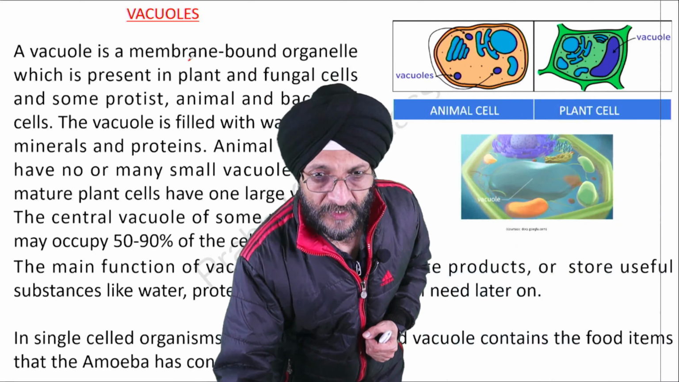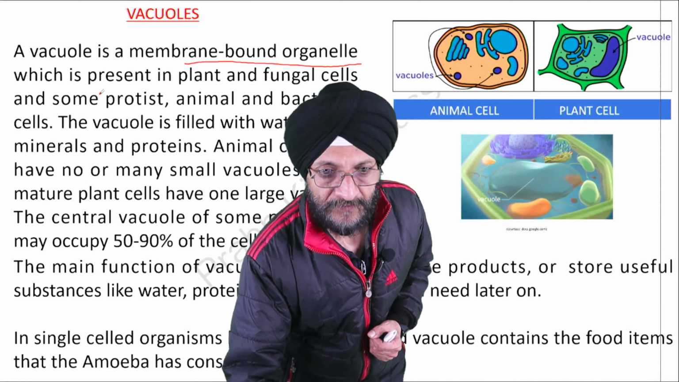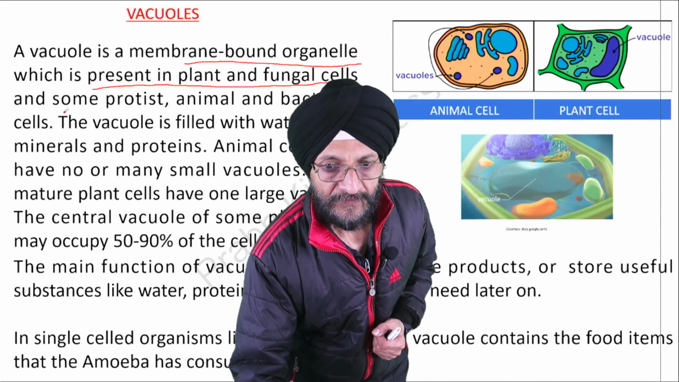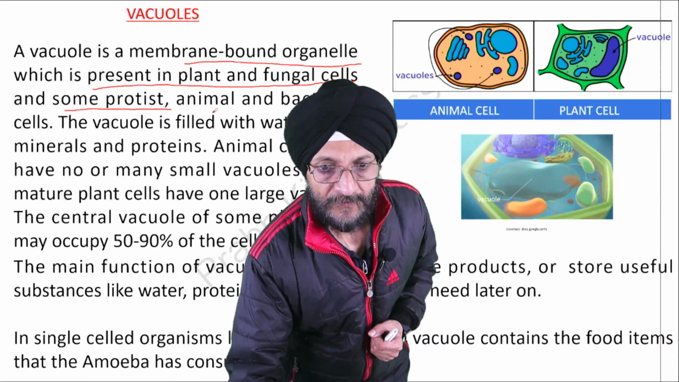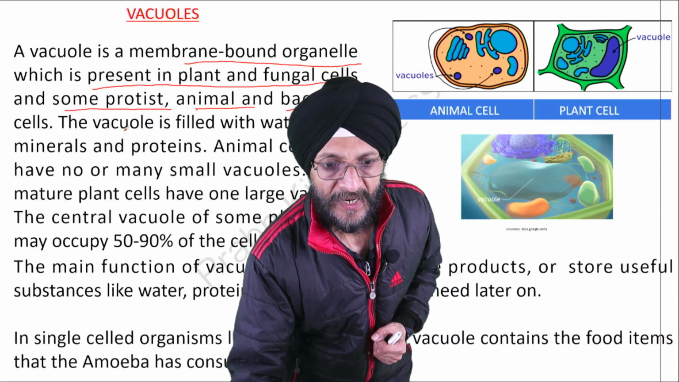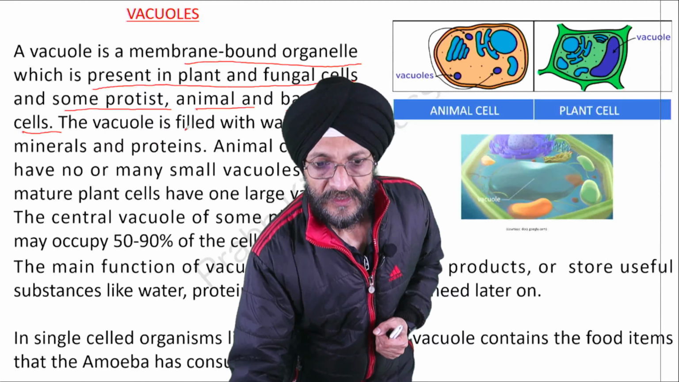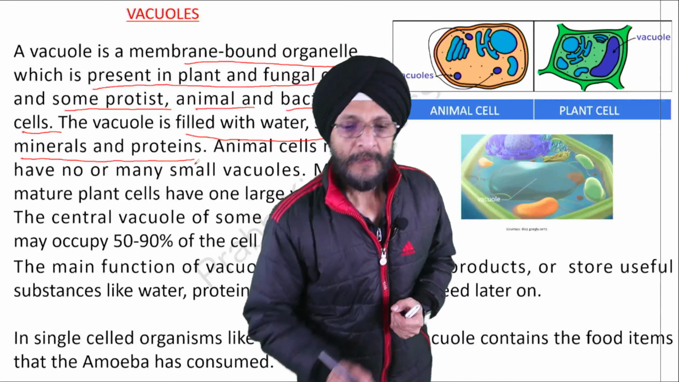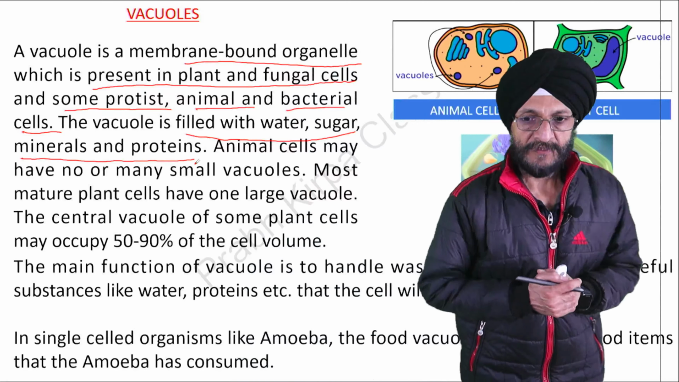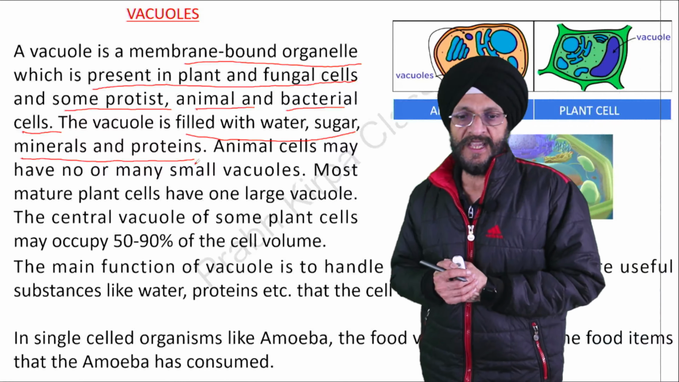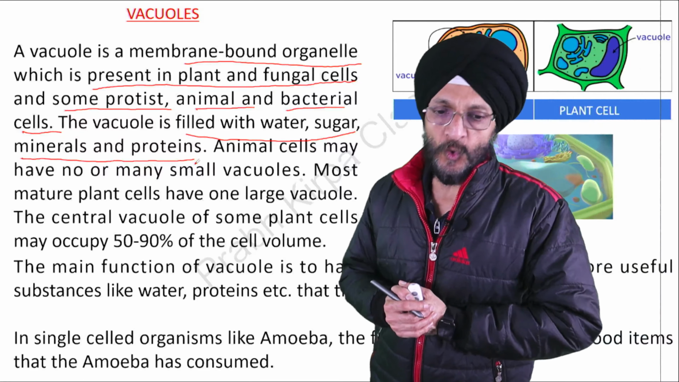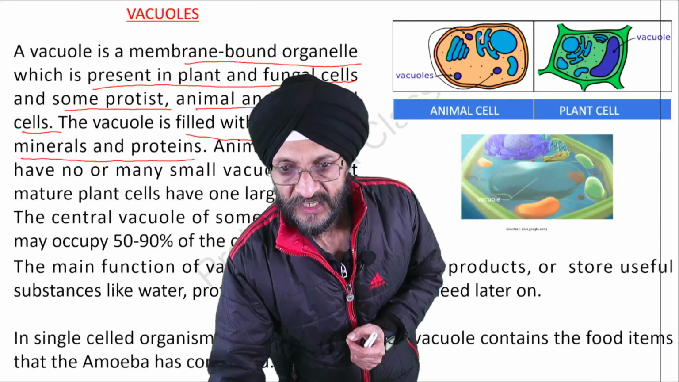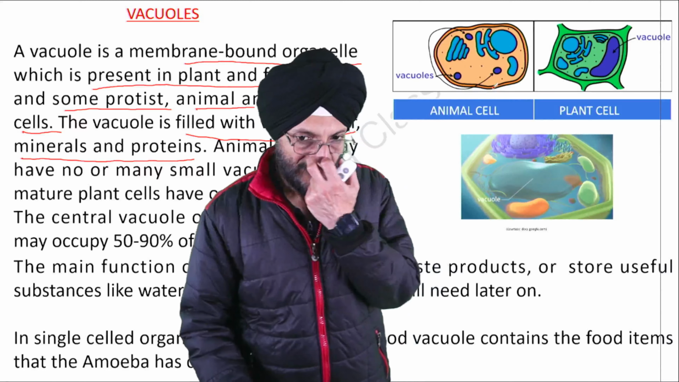Vacuole is a membrane bound organelle which is present in plant and fungal cells and some protist, animal and bacterial cells. The vacuole is filled with water, sugar, minerals, and proteins. As already told, animal cells may have no or many small vacuoles. In this picture, you can see that there are three vacuoles in the animal cell.